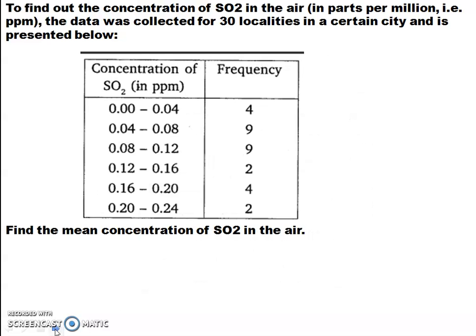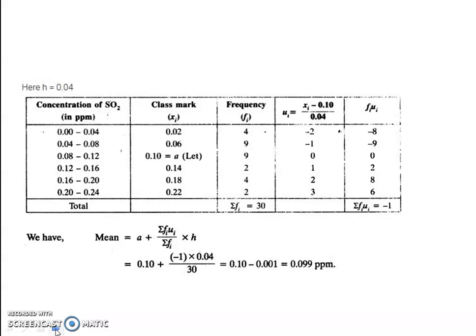Next question. To find out the concentration of SO2 in the air, the data was collected for 30 localities in a certain city and is presented below. Students, so your table is about concentration of SO2 and frequency. Here you have decimal point and the question is find the mean concentration of sulfur dioxide in the air. Which method will you choose here? You will choose again step deviation method.